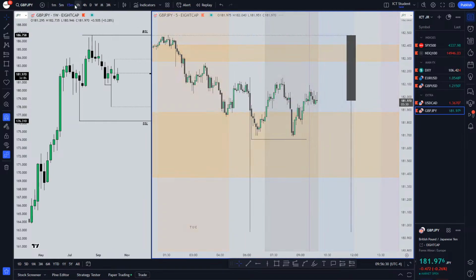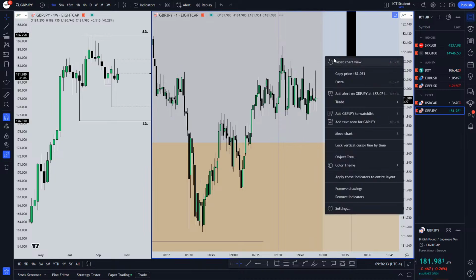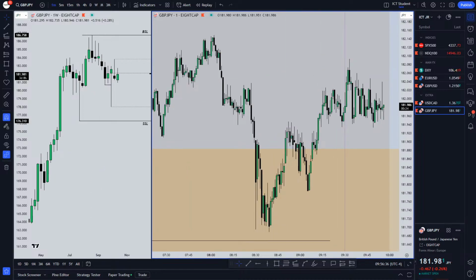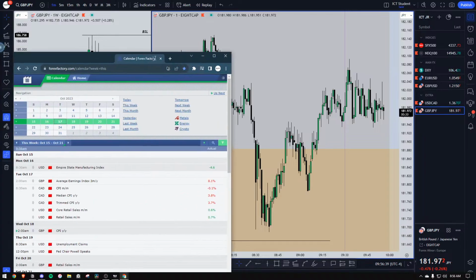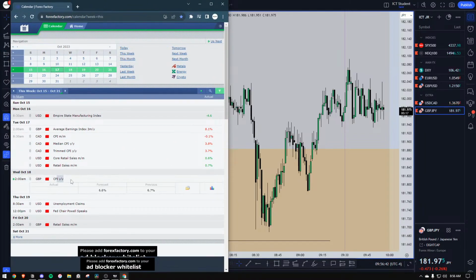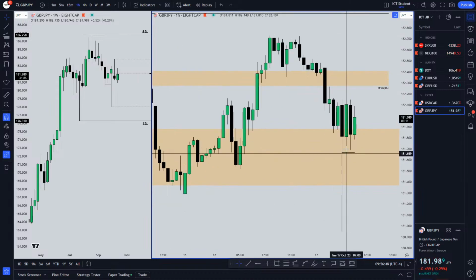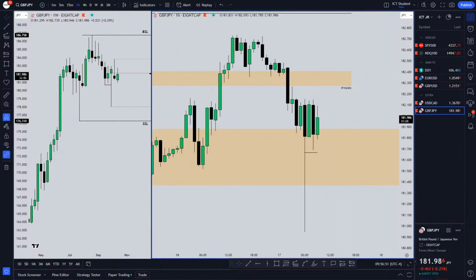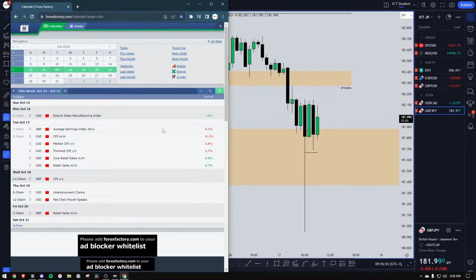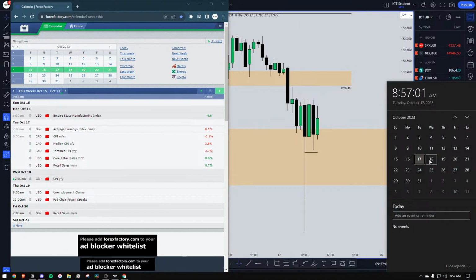GBP JPY. We have news tomorrow for GBP. I think it's CPI. Let me go look. I might be wrong, guys, but let me show y'all real quick. So yeah, we do have CPI tomorrow for GBP at 2 a.m. So that's why this market is not really too range-y. It's really just consolidating. It's not really range defined or trend defined, I should say. And then unemployment claims after that, on Thursday. So pretty much today's Tuesday, then Wednesday tomorrow, which is going to be CPI for GBP at 2 a.m. New York time. And that's pretty much it. That's the only news tomorrow, even before the market opens for New York.